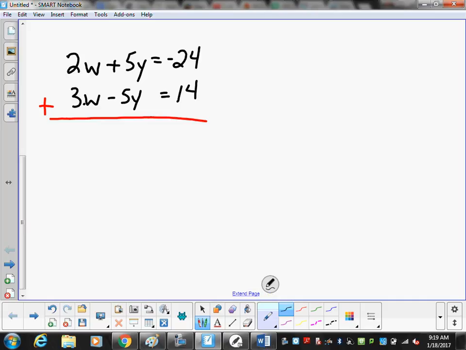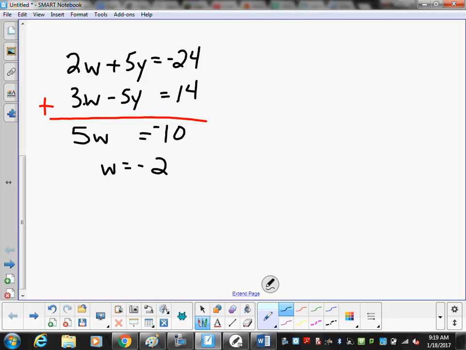So here we go. If I add them together, what is 2W plus 3W? 5W. Good job. The 5y and negative 5y cancel out, and then over here I get negative 10. So W equals negative 2. I've added the two equations together to eliminate one variable and solved for the other.